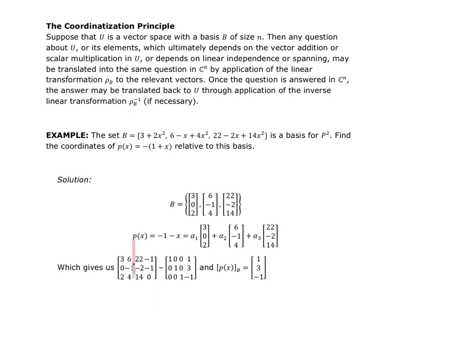Now I know that my polynomial p(x), negative 1 plus x, should be equal to alpha 1 times my first vector, alpha 2 times my second vector, and alpha 3 times my third vector, which gives us this augmented matrix, which row reduces to this, which tells us that the coordinates of this polynomial relative to this basis B here are going to be 1, 3, and negative 1. And so that's it.